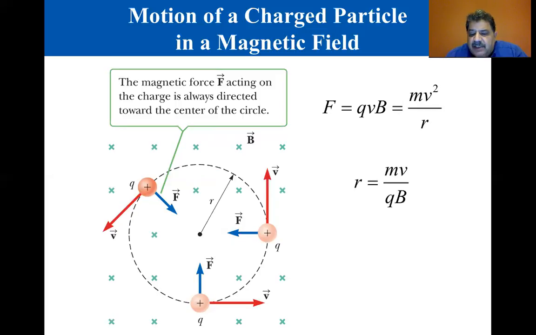This equation says that the radius of the path is proportional to the momentum mv of the particle and is inversely proportional to the charge and the magnetic field. This equation is often called the cyclotron equation because it's used in the design of these instruments called cyclotrons, popularly known as atom smashers.